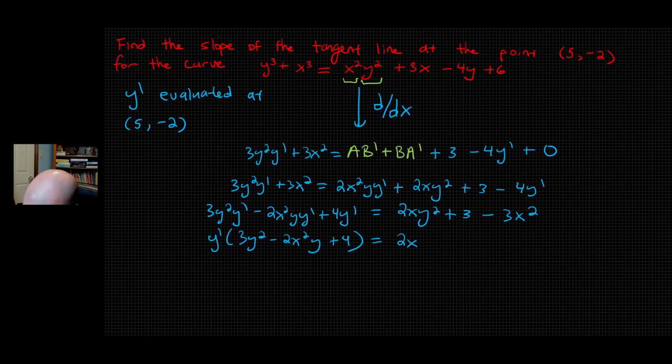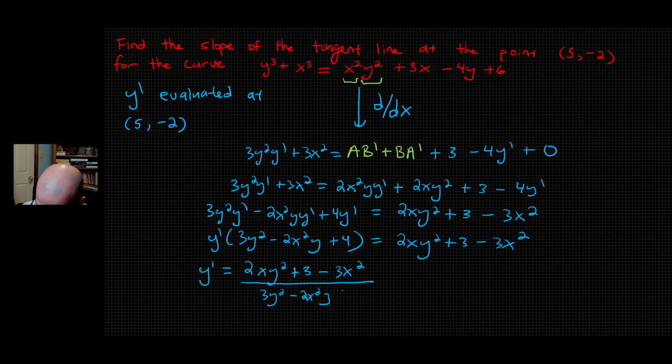Right-hand side's already good. Nothing can be done to make it better. Now I'm going to divide both sides by that bracket. So 2xy squared plus 3 minus 3x squared divided by this stuff. I'm just going to copy it all. Okay, now we're ready to plug in the values. I'm going to make sure everything was copied down correctly. Okay, well, that's probably right.